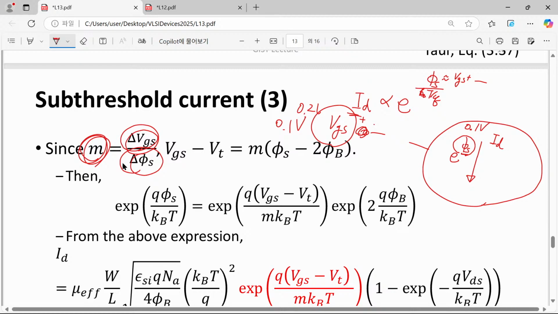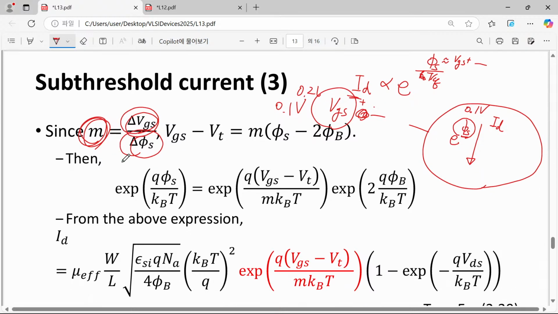Then what will happen? Although you change the gate voltage, your drain current will not change at all. These two extremely different behaviors are described by this m value. Let's say m has two extreme values. One extreme is 1. The other extreme is an infinitely large number. If m is infinitely large, then although you change your gate voltage, the surface potential does not change at all.